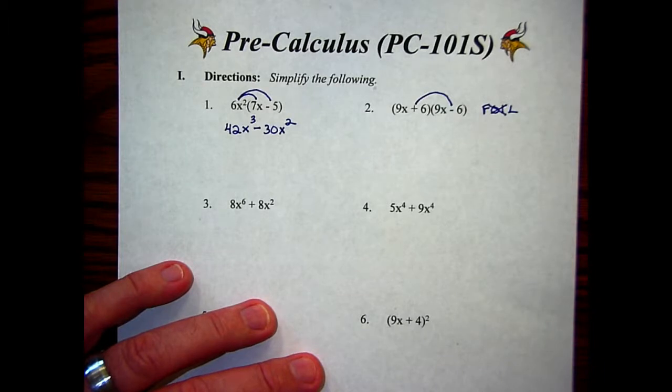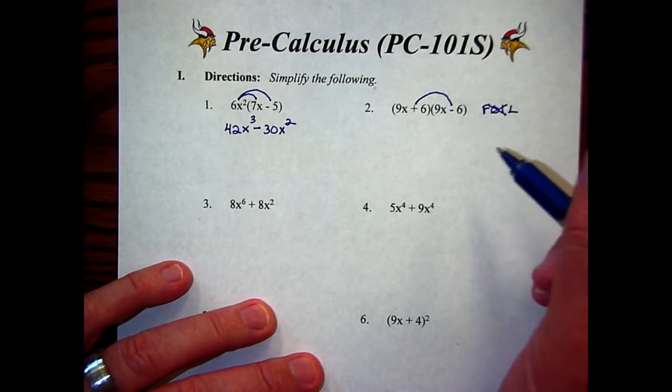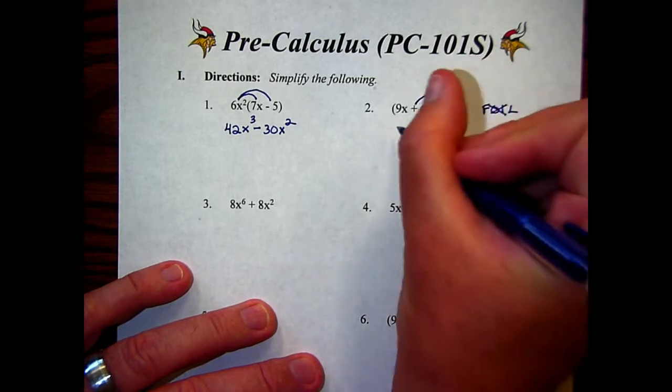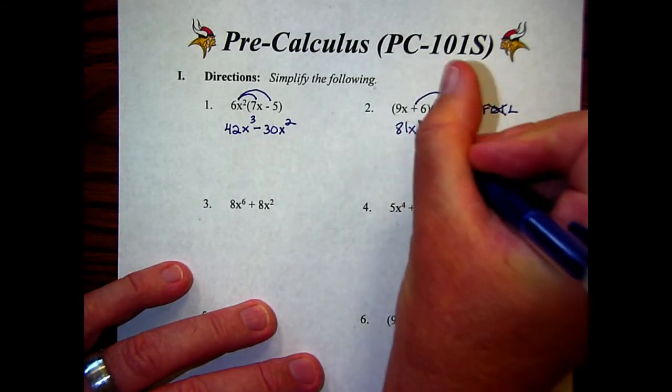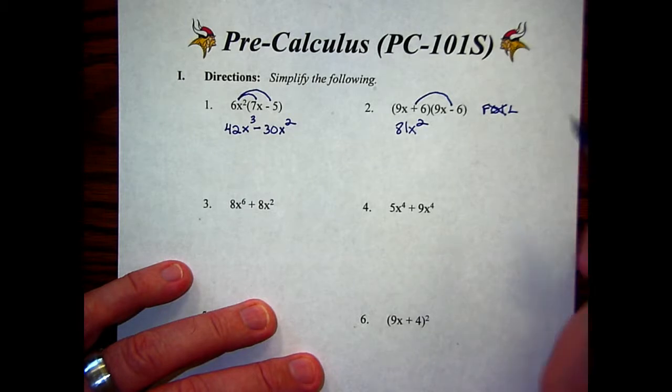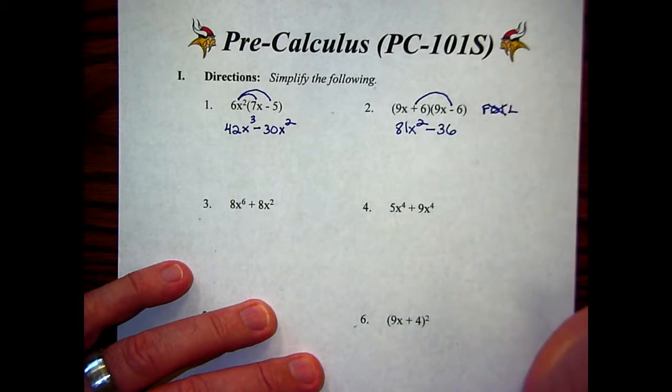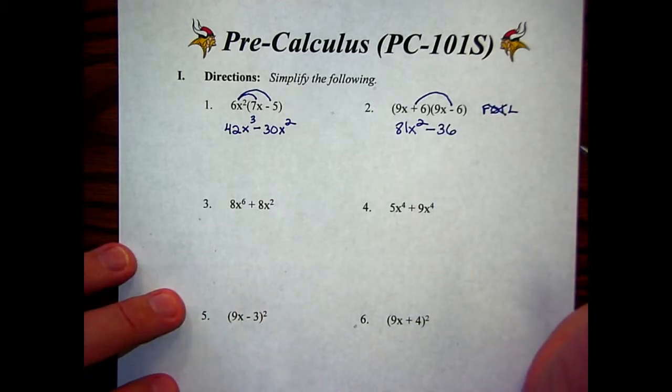Those are called conjugates. So to get this answer quickly, we multiply 9x by 9x, and that's 81x squared. And then we multiply the positive 6 with the negative 6, and that is negative 36, and that is our answer there.